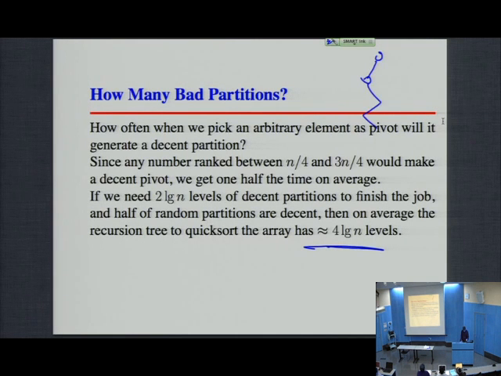It's going to keep going down until it gets to a region of size 1, at which point that's done, right? How many good pivots will we have encountered in going from the full array of size n down to 1 along any path? We can't encounter more than log base 4/3 of n, because each time we divide it by 3/4, we can't divide it by 3/4 more than that many times. How many people see that?